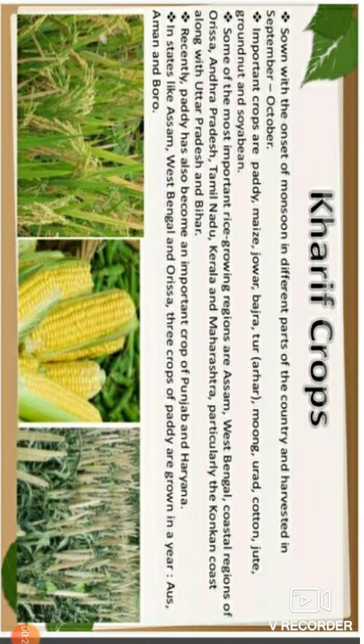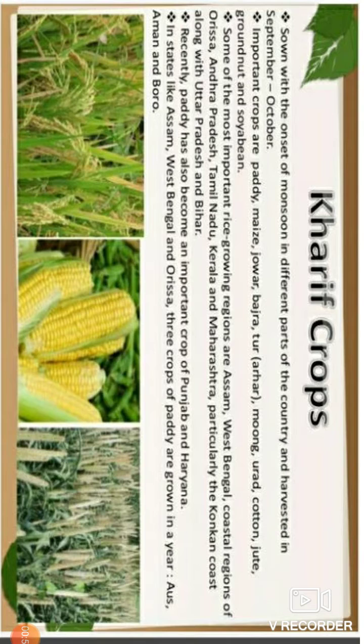See, these crops are sown with the onset of the monsoon, meaning the beginning of the monsoon in different parts of the country, and harvested in September-October. Important crops are paddy, maize, jowar, bajra, tur, meaning arhar, moong, urad, cotton, jute, groundnut and soybean. So these are the major crops of the Kharif season.